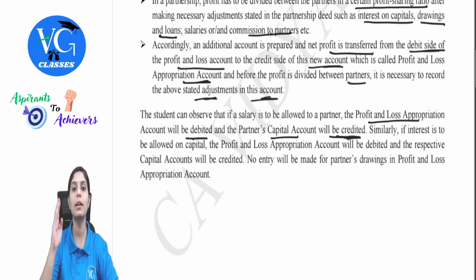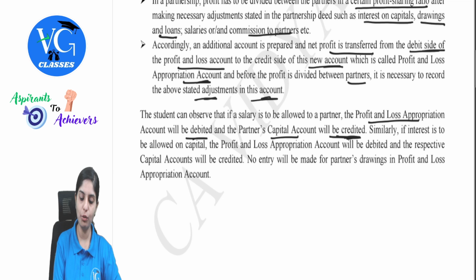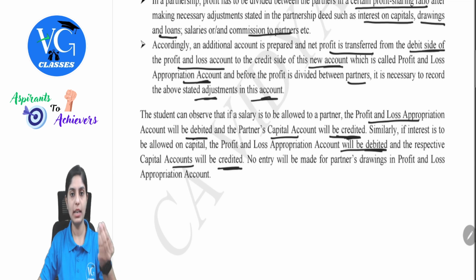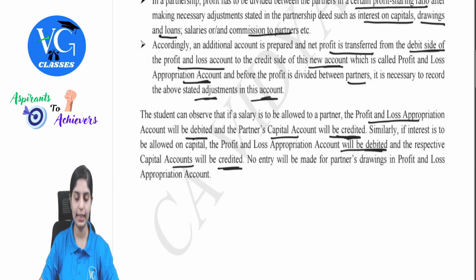So, for a firm, it becomes an expense. Therefore, again, profit and loss appropriation will be debited and the respective capital accounts will be credited, because for them, it is nothing but interest income. That is income on investment they have made. So, therefore, it will be credited.